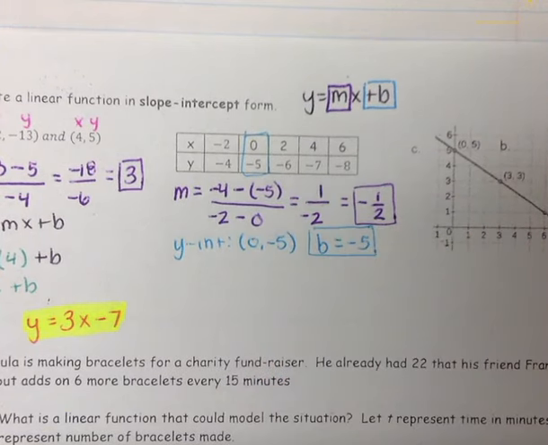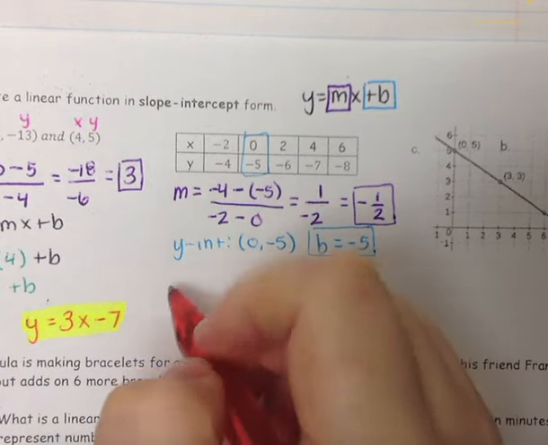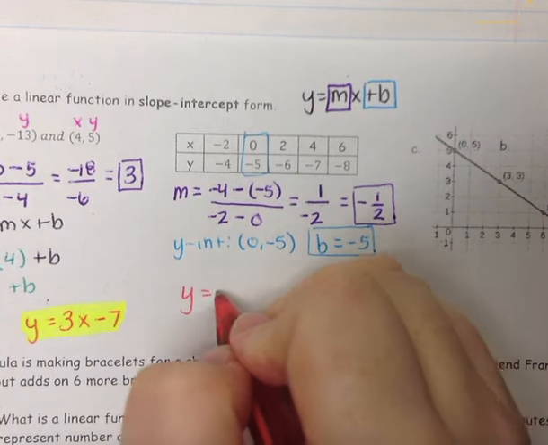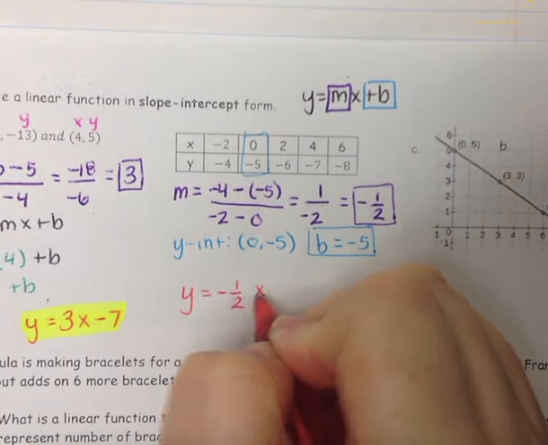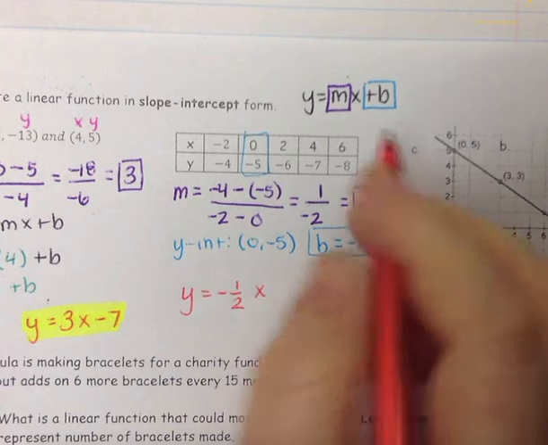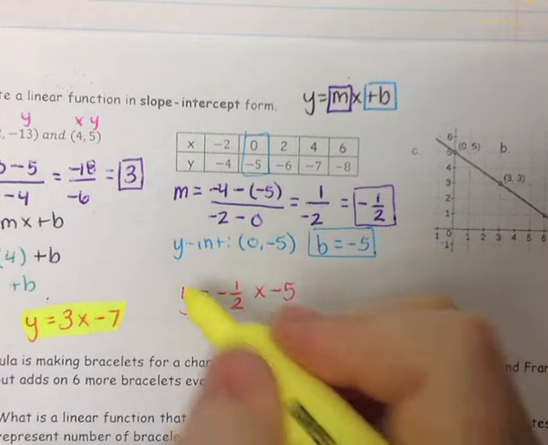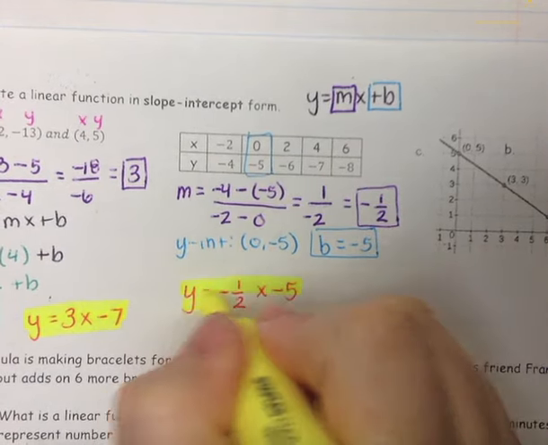Once we have both of these, we can write out our equation. So slope-intercept form is y equals m, which is -1/2, x plus b. Our b is -5. We do not have to put plus a -5 because plus a negative is just minus. So our equation is y equals -1/2 x minus 5.